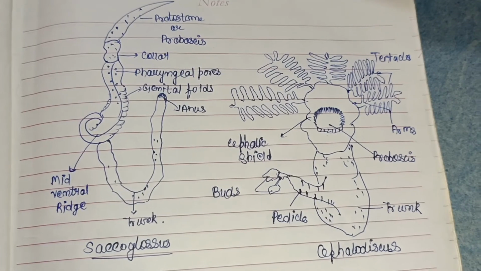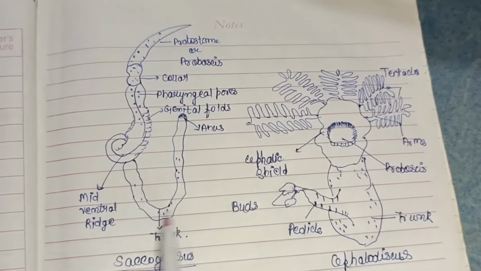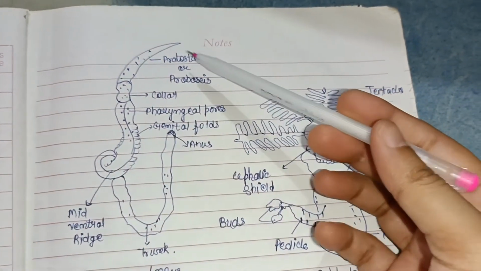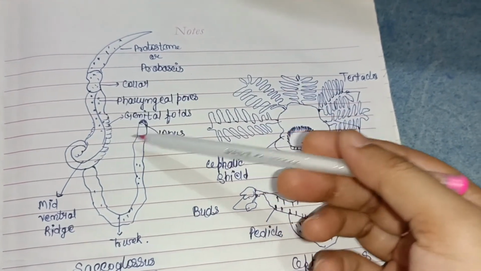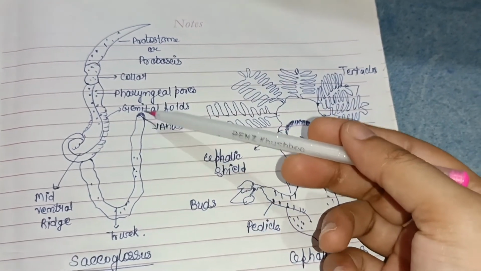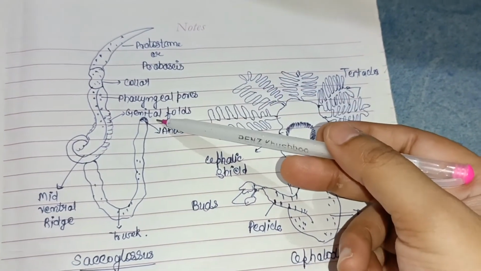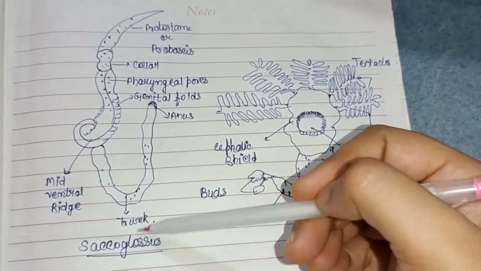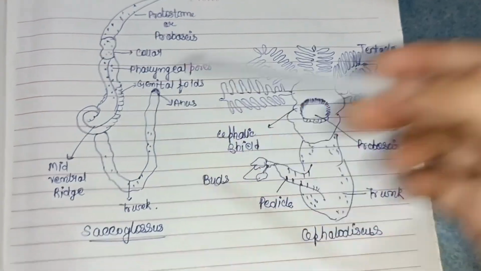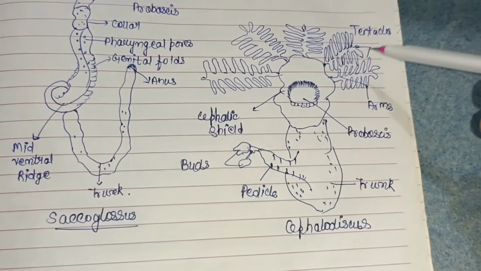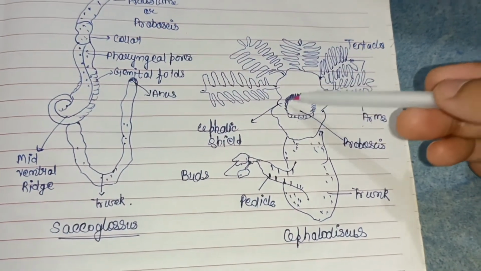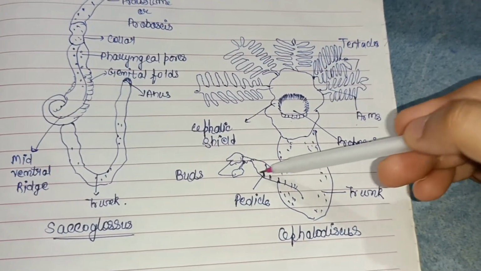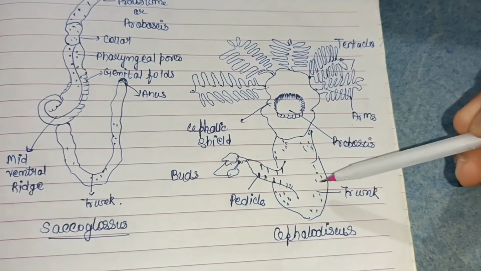So these are the diagrams representing the Saccoglossus. Here protostome, or we can say proboscis, collar, these are the pharyngeal pores. Genital folds are there. Anus, so mouth and anus are in the same direction, that is it is U-shaped. This is the trunk, mid-ventral ridge. And in case of Cephalodiscus, these are the arms through which it collects the food. Okay, this is the cephalic shield, proboscis. Buds are attached here. This is the trunk.